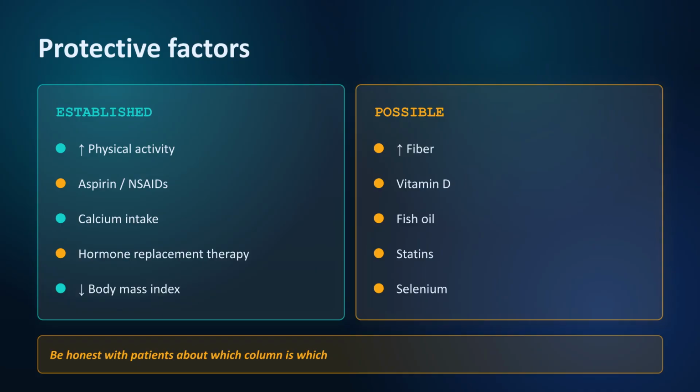Then there is a second tier where the evidence is softer but suggestive. Increased fiber, vitamin D, fish oil, statins, and selenium. Be honest with patients about that difference. The first column is established. The second column is possible. Do not oversell the supplements, and do not start aspirin for this reason alone without weighing bleeding risk.